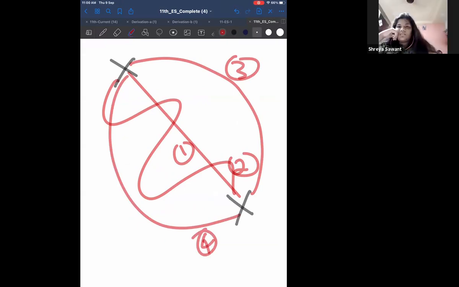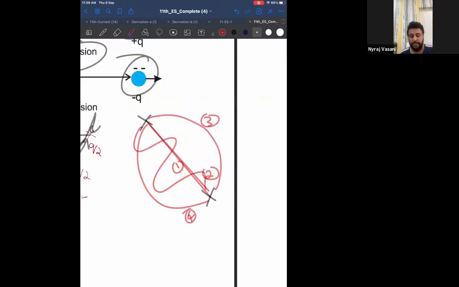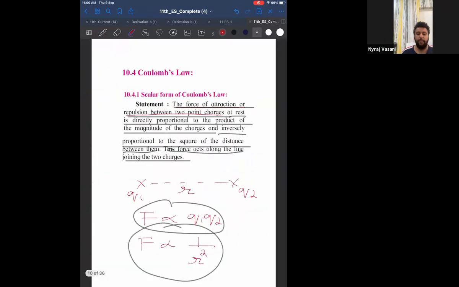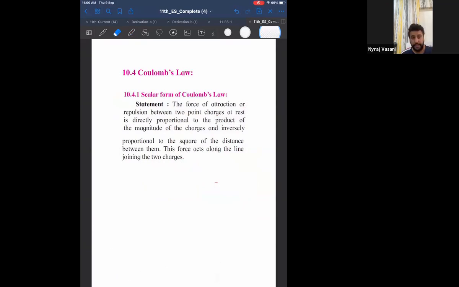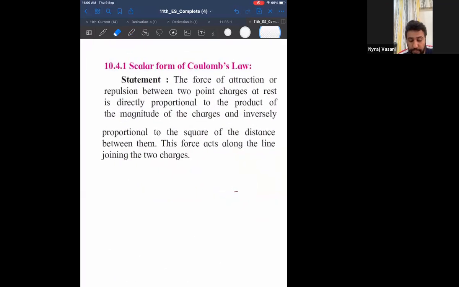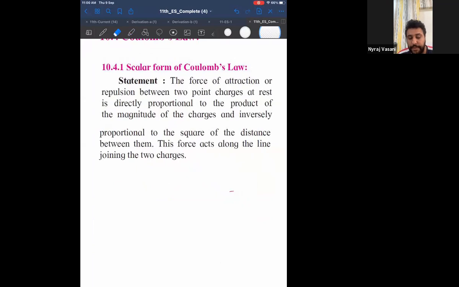Can I say first scenario? Because it is directly the line joining the two charges. Therefore, look at the statement of Coulomb's law and tell me if you can understand it, number 1. And second, if you can write it without seeing, or you want me to explain once more. Just look at the statement and tell me. This is the most important definition in this chapter, Coulomb's law.